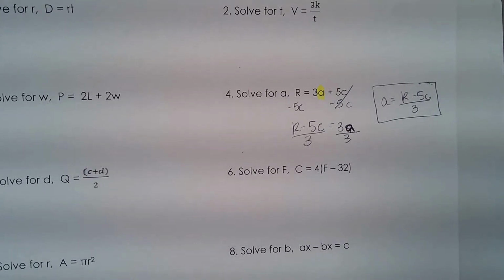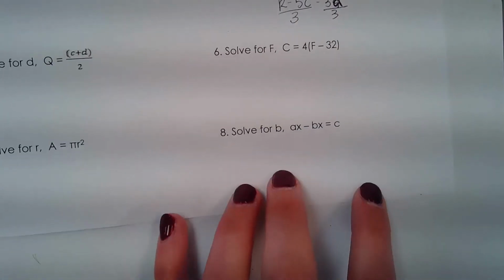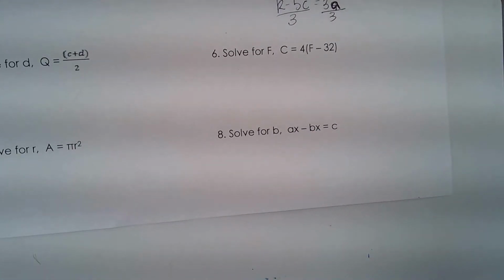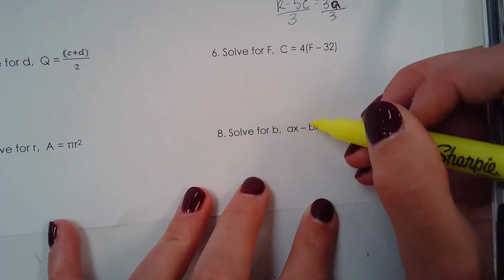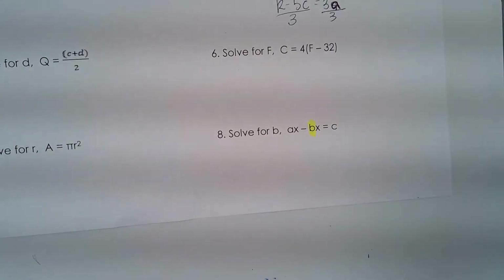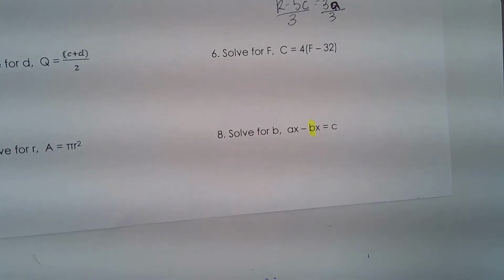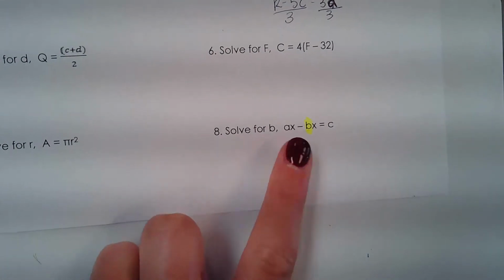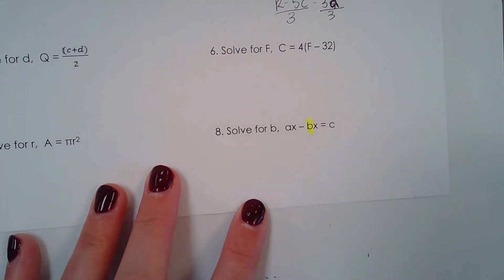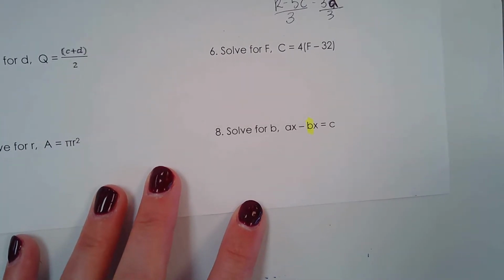We'll do number 8 now, but I'm not going to plug numbers in place of anything there. So we want just b by itself. So what are we thinking? What can we move that's not even touching b? Ax? So we could say what? Plus ax, minus ax, divided by ax, times ax.